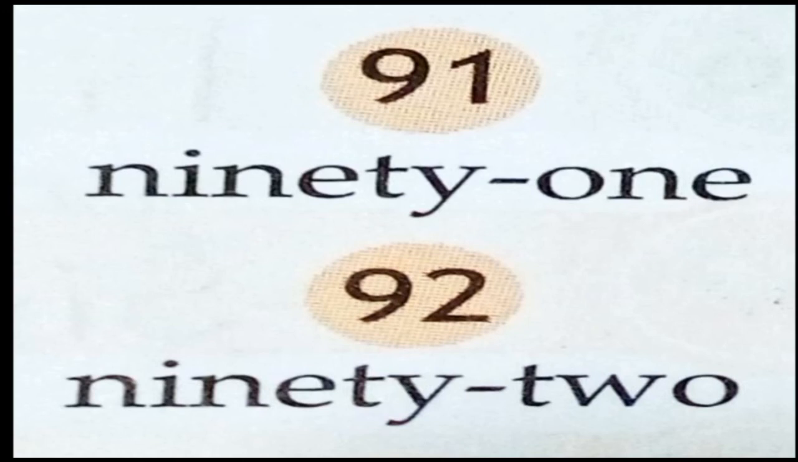Next is 91. Number name is ninety-one. Next is 92. Okay, students, number name is ninety-two. Once again, ninety-two. Students, in 92, 2 is our ones and 9 is our tens. Yes, well done.